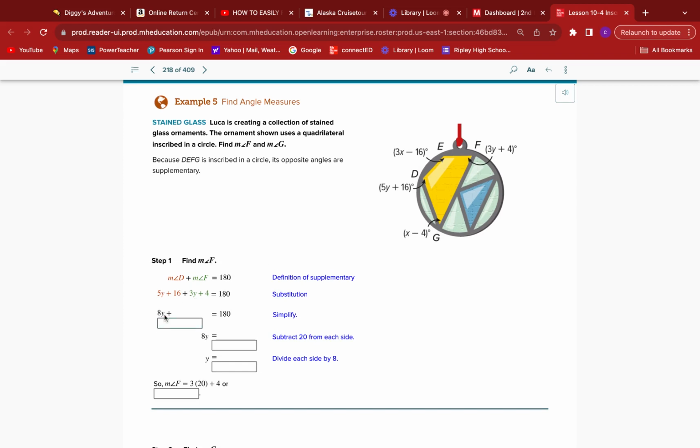5y plus 3y is 8y. 16 plus 4 is 20. All right, subtract 20 from the other side. 180 minus 20 is equal to 160. Divided by the 8. 160 divided by 8 is 20. So it looks like y is 20. Now they want us to find the measure of angle F. 3 times 20, because I'm replacing y with what it is, 20, plus 4. Well, 3 times 20 is 60. Plus 4 is 64 degrees.